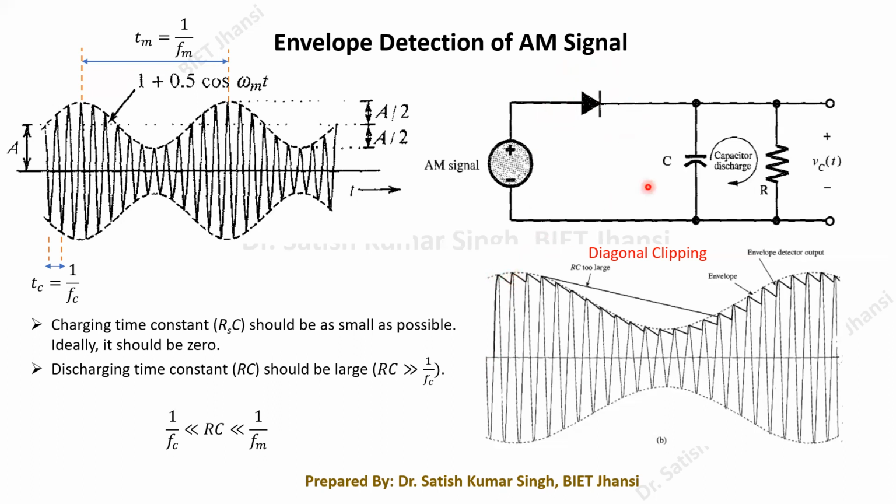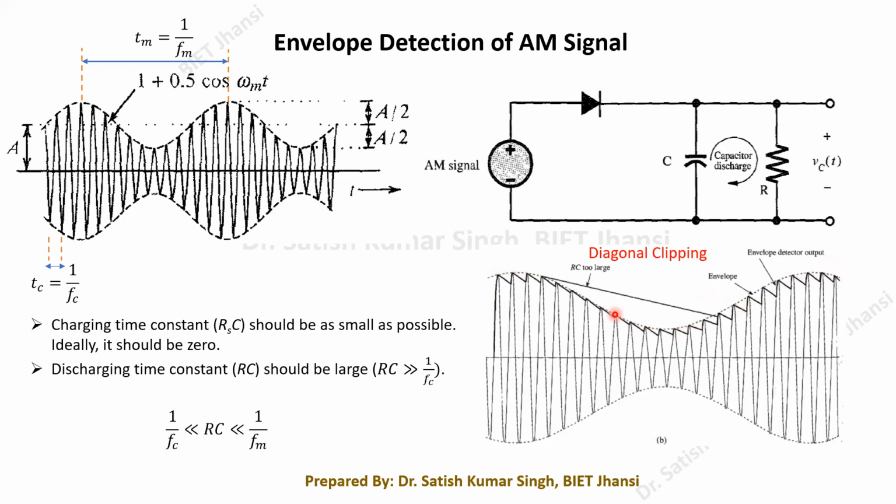Once again it will charge up to its maximum value, and then when this starts decreasing, due to its cosine nature, this capacitor will start discharging through this resistance R. So what we can understand is that if we adjust the discharging time constant of this capacitor in such a way that it is able to follow the variation of this envelope of the message signal, right?